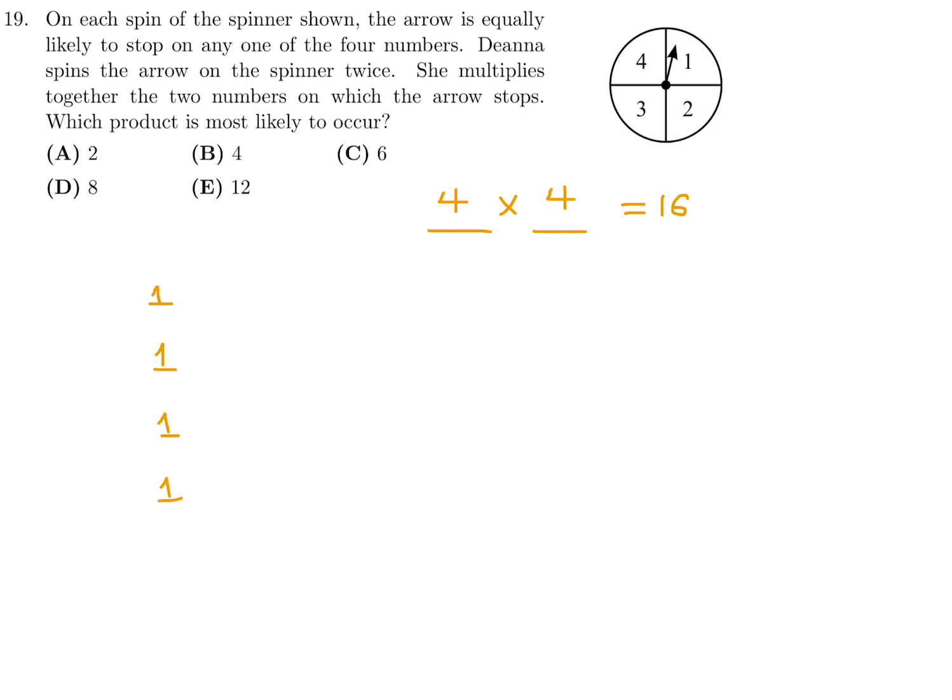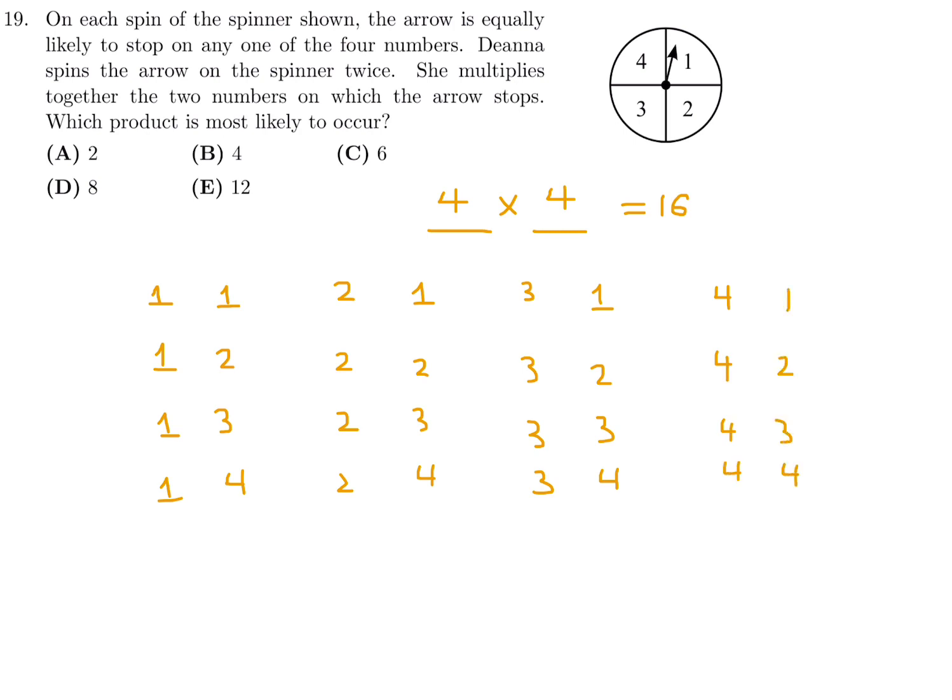So the first one, 1, 1, 1, 1, then 1, 2, 3, 4. If the first time it lands on 2, the next time it could land on 1, 2, 3, 4. And similarly, 3, 3, 3, 3 with 1, 2, 3, 4. And then the last one is 4, 4, 4, 4 with 1, 2, 3, 4. So these are the outcomes, 16 of them.